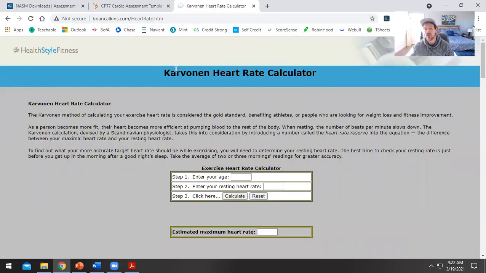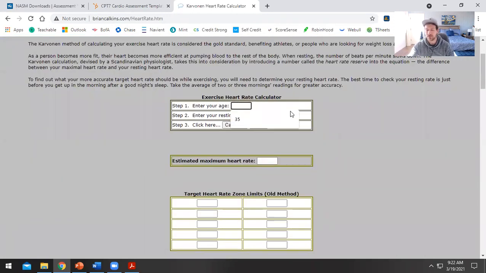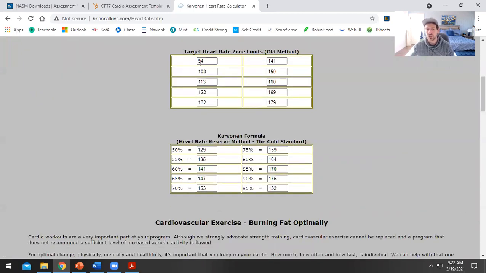So this is the Karvonen calculator that I've been using forever. Like I said, I'm 32. Resting heart rate says like 70 beats per minute. If I hit calculate here, you'll notice the old method.